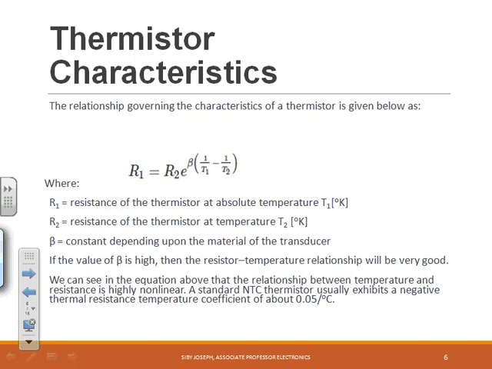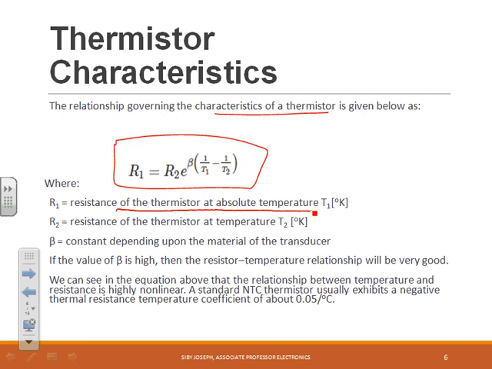Then thermistor characteristics. As we saw in the relation for negative temperature coefficient, R1 is equal to R2 into e raised to beta into (1 by T1 minus 1 by T2). This is the basic characteristic formula for the thermistor, where R1 is the resistance of the thermistor at absolute temperature T1 Kelvin, and R2 is the resistance of the thermistor at temperature T2.